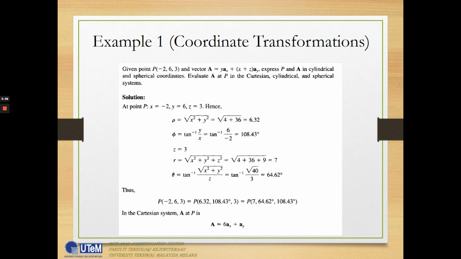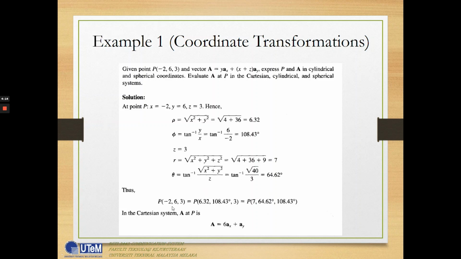Now we need to find r and theta. We know r is the square root of x squared plus y squared plus z squared. So we put in these values and we get 7. Then theta is equal to the inverse tan of rho divided by z. Rho means the square root of x squared plus y squared, so we use the square root of 40 divided by 3, and we get 64.62 degrees.